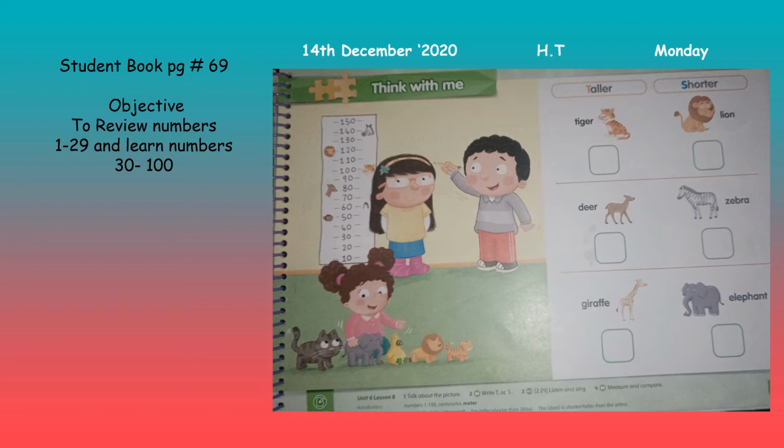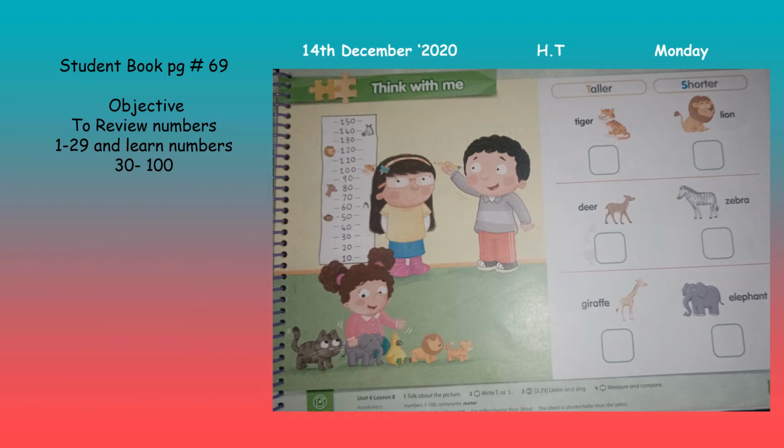What else do you see on this page? Yes, there is a chart and numbers are written on it. It is for measuring heights. On that chart, some animals' pictures are given. Can you name those animals? There is a picture of a zebra, lion, tiger, deer, penguin, and monkey.